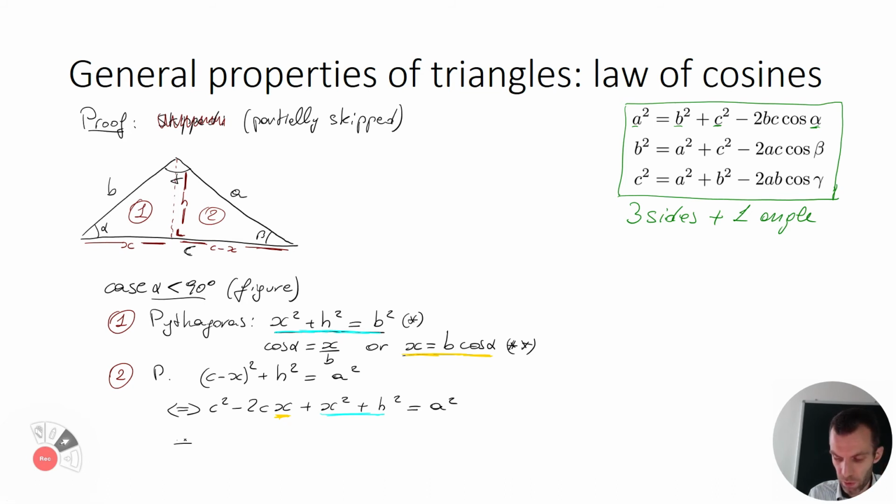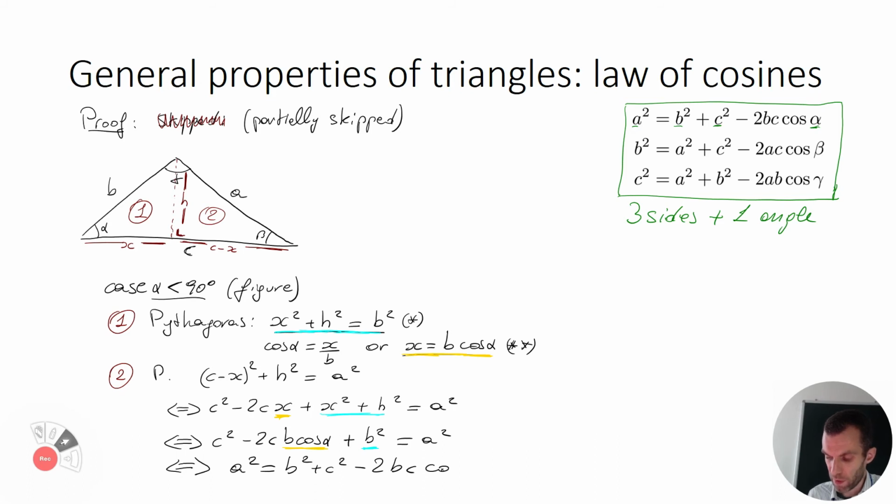And then if I make those substitutions, I have that c squared minus 2c b cosine alpha. So that's gold, that's x, plus x squared plus h squared is b squared, that's blue, and this whole thing has to be equal to a squared. And you see where this is going. If I clean it up a bit and I bring everything to the right side, I get that a squared is equal to b squared plus c squared minus 2bc cosine alpha.